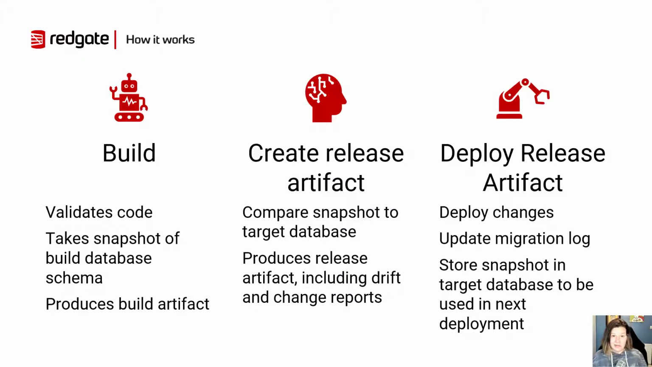Now that build artifact, which is a NuGet package, that's just how the artifact's implemented from SQL Change Automation. It's called a NuGet package. When you are ready to deploy to a database, you tell it, okay, here is the build that I want to deploy to that database. And on the very first deployment, it won't be able to create a drift report.